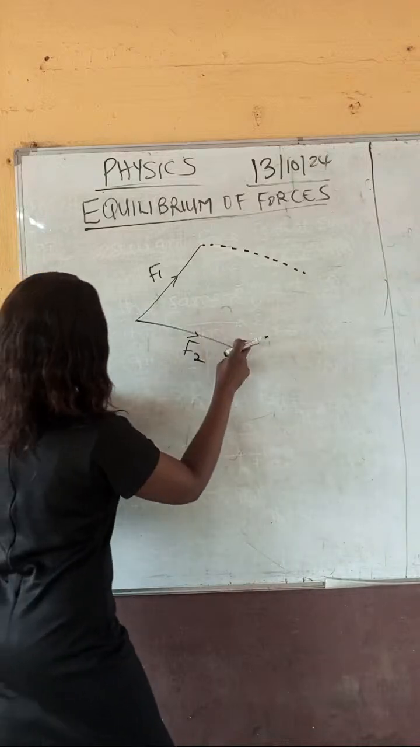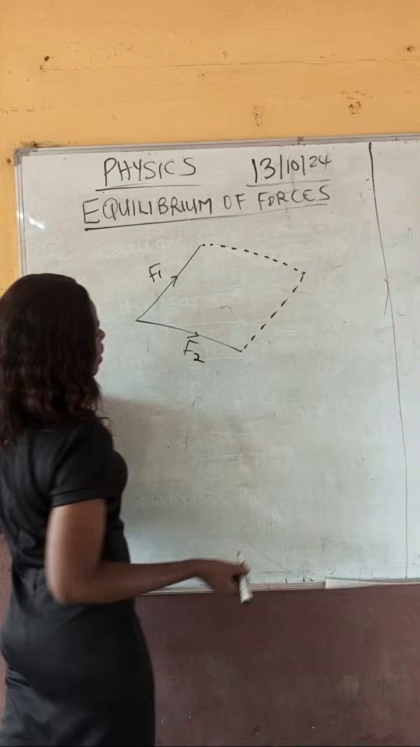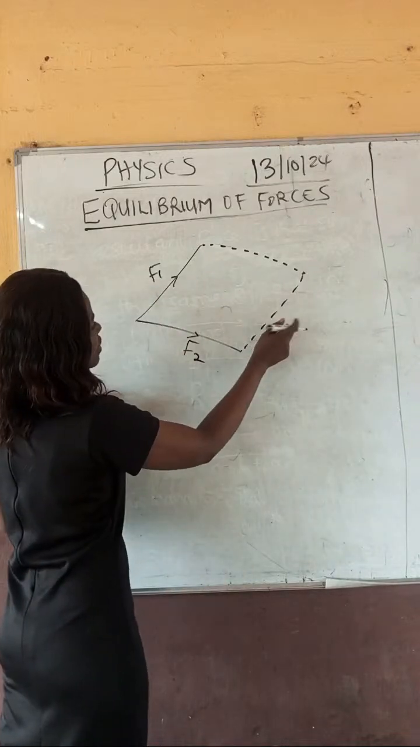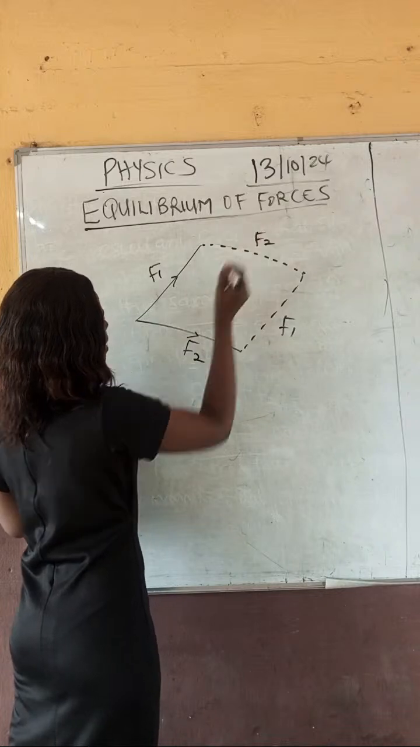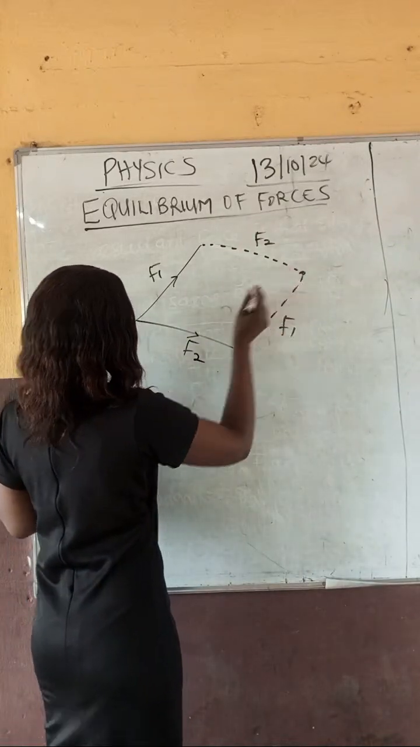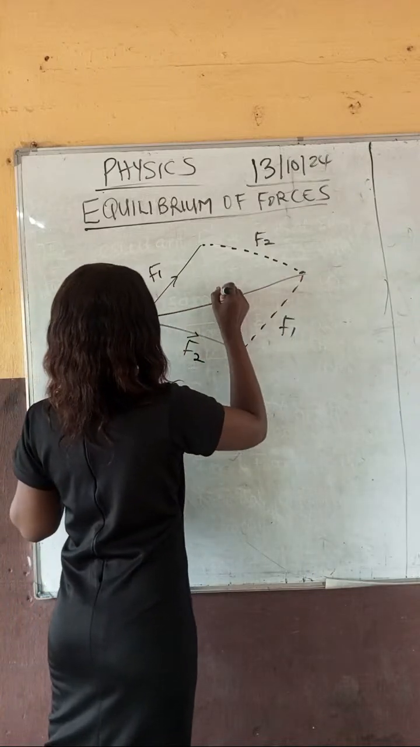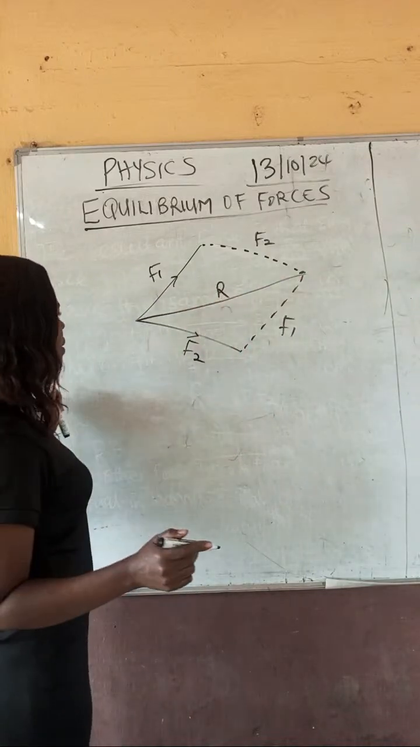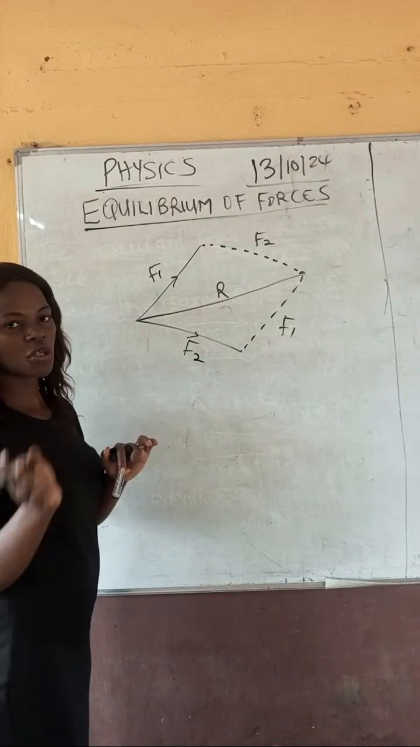So this F2 is parallel to this. I will extend this too. Now, if this is parallel to this, it becomes F1. If this is parallel to this, it becomes what? F2. Then we join the two points of intersection and call the line what? R. If you call the line R, what do we have? We have two triangles. We are going to solve with one.